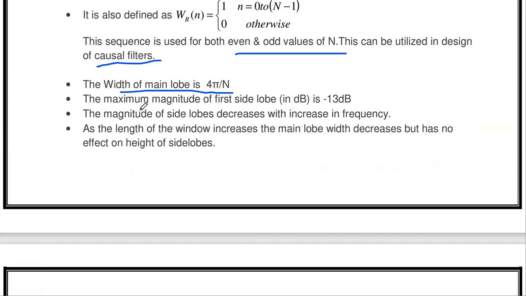Okay, then the maximum magnitude of the first side lobe is minus 13 dB. Then the magnitude of the side lobe decreases with increase in frequency. If you are increasing the frequency, the side lobe amplitude decreases. Then as the length of the window increases, the main lobe width decreases. Okay, n value increases means the main lobe width decreases according to the formula 4 pi by n. Width is inversely proportional to n.